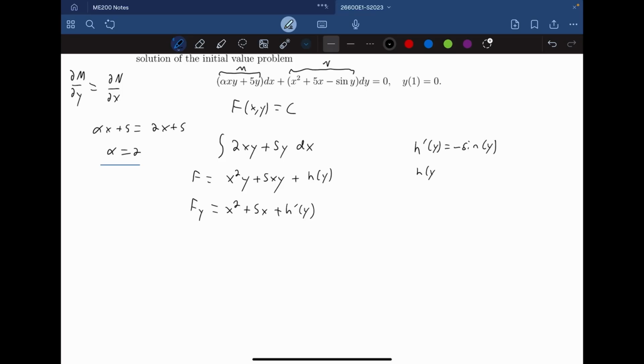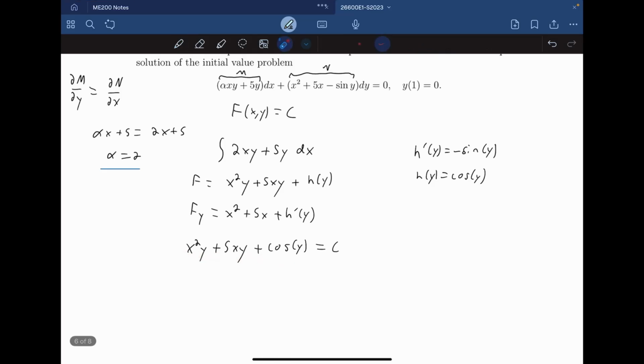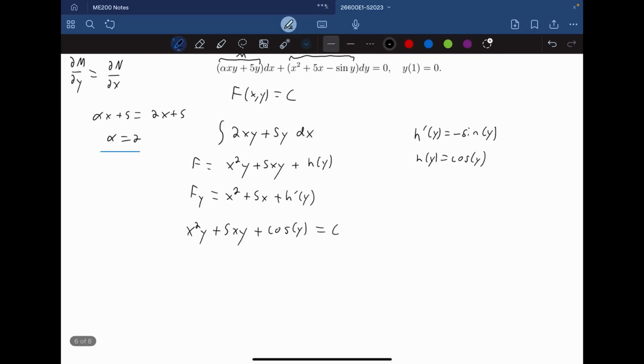Integrating that gets us that h of y is equal to just cosine of y, and then we could go ahead and plug that back into our implicit solution here, our big F. So x squared y plus 5xy plus that h of y, which is cosine of y, is equal to our constant c, and that's where we account for that constant of integration. So this here is our general solution, but we're given an initial value and asked to find a particular solution.